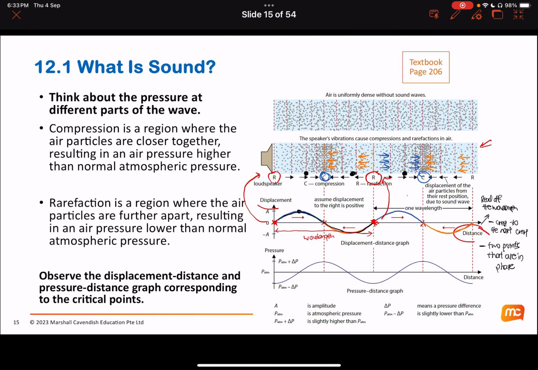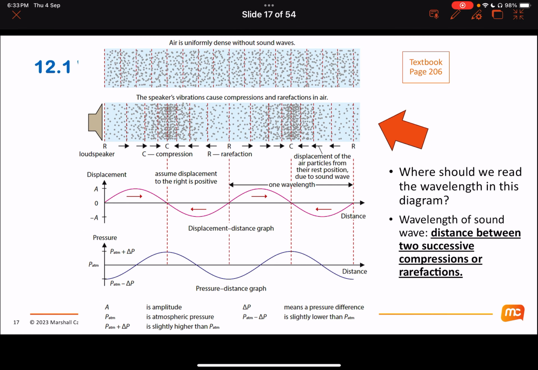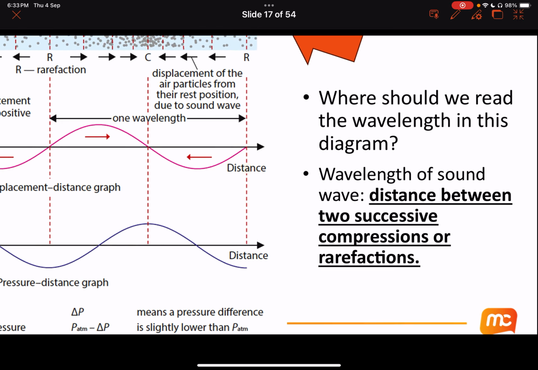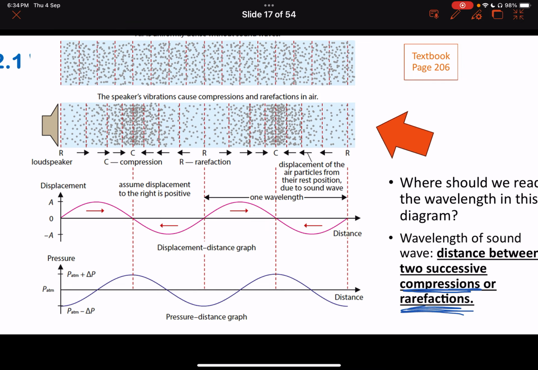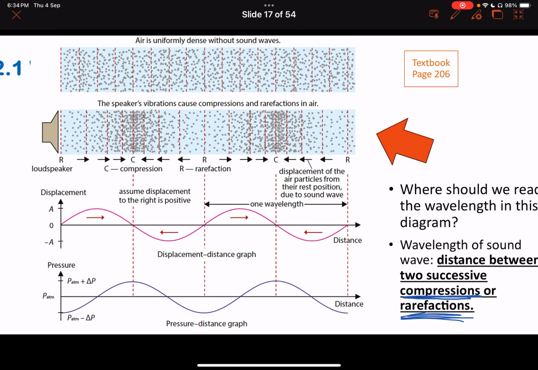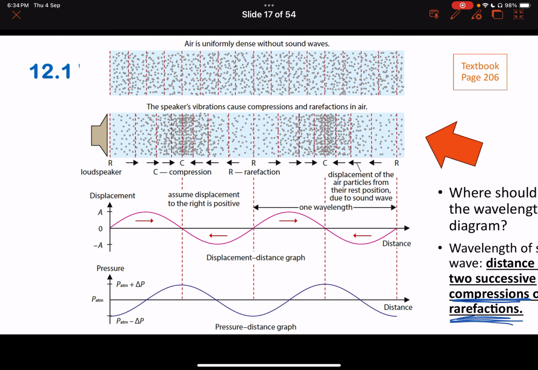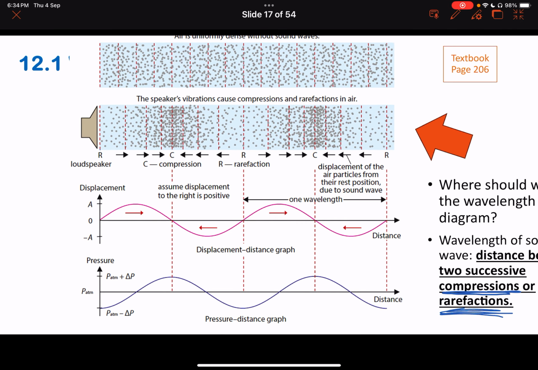So in that case, we could tell the wavelength of a sound wave as the distance between two successive compressions or rarefactions. That will give you the answer to find the wavelength of this sound wave. So let's say from rarefaction to rarefaction, this is a wavelength denoted by lambda, or you can read off from compression to compression.